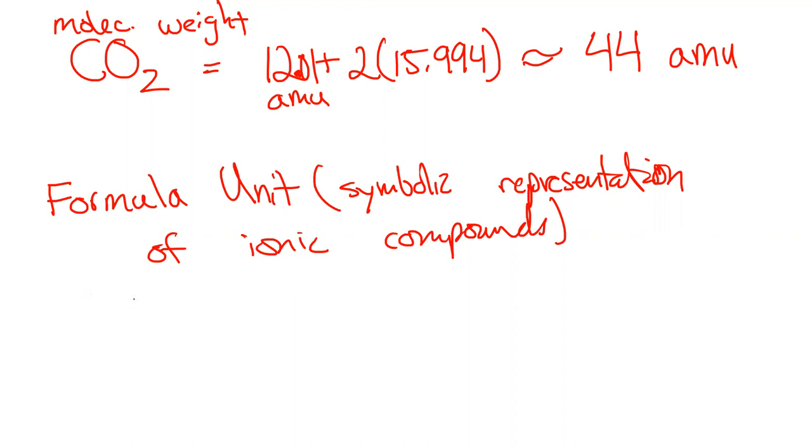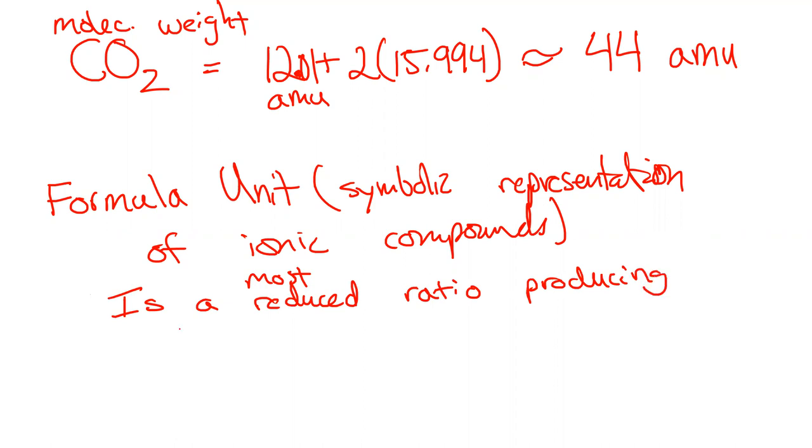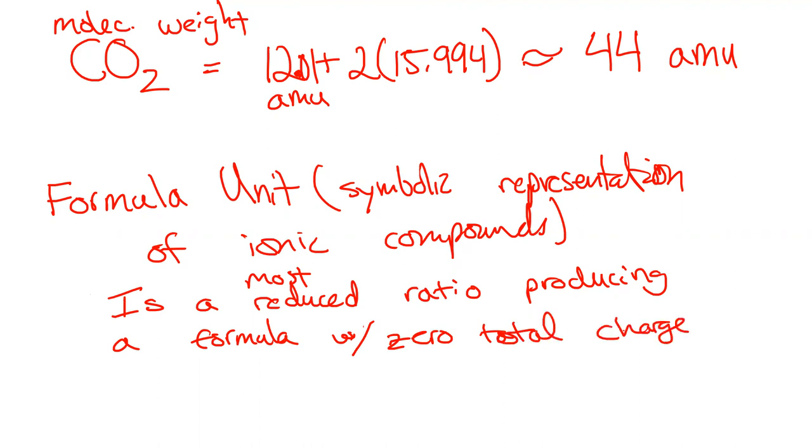So the formula unit is a most reduced ratio producing a formula with zero total charge. Okay. And that's because there's no point in trying to look at a larger size, because you would go on forever. You literally would be approaching infinity before you said, okay, let's stop.